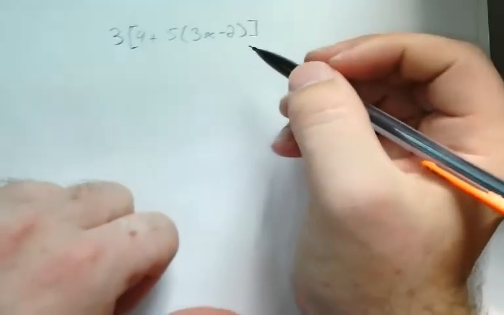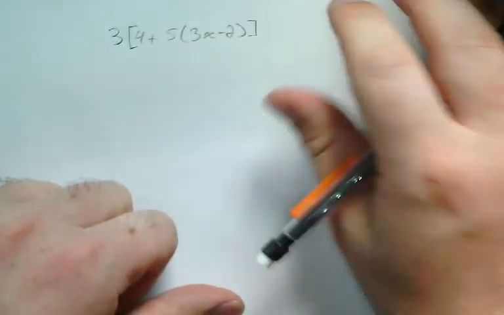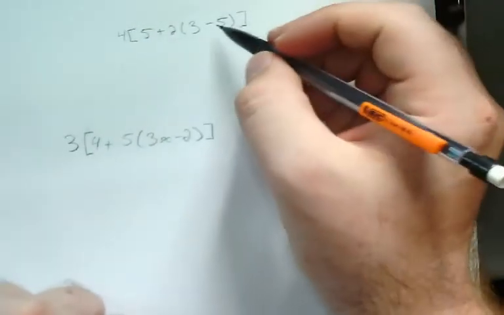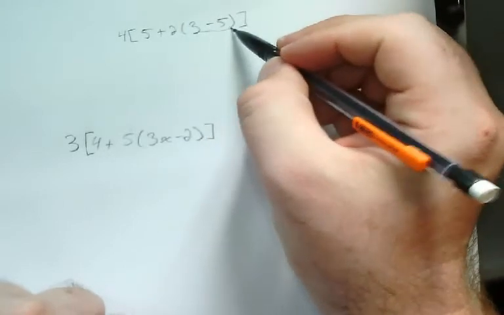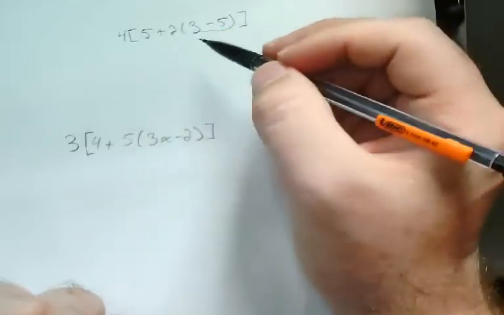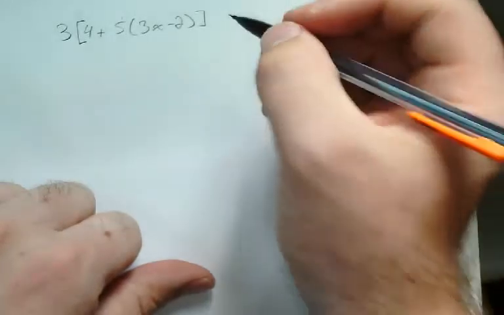Alright, so my recommendation is that we go inside out. Just like if we had regular order of operations with no variables, do this parentheses first and then do this inside the brackets and then multiply it all by 4. We're going to do those steps even when we have letters.